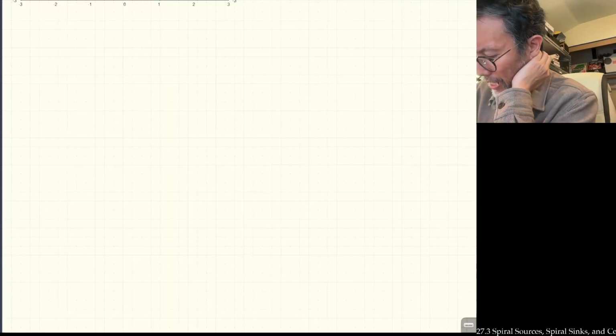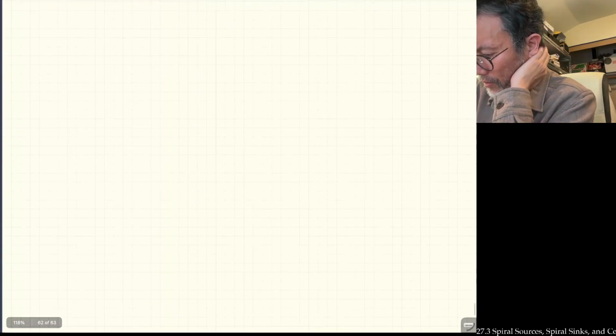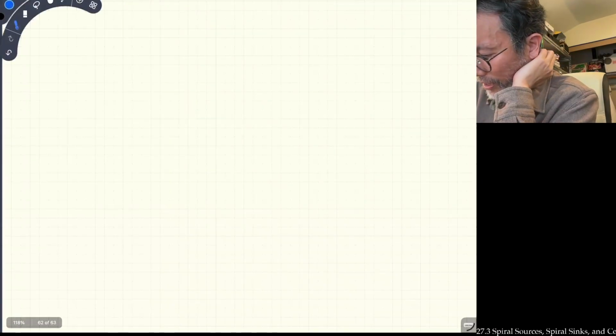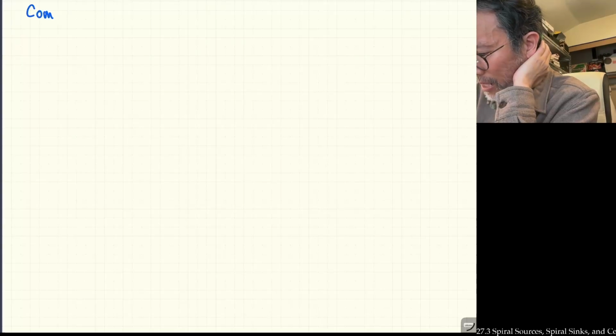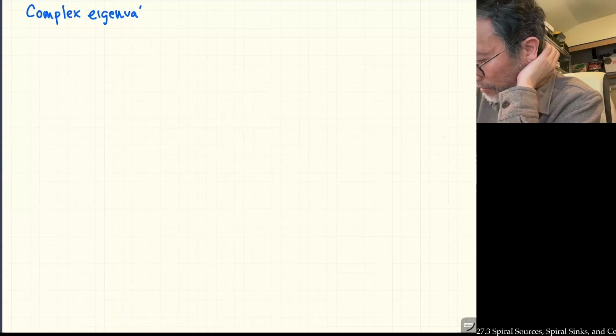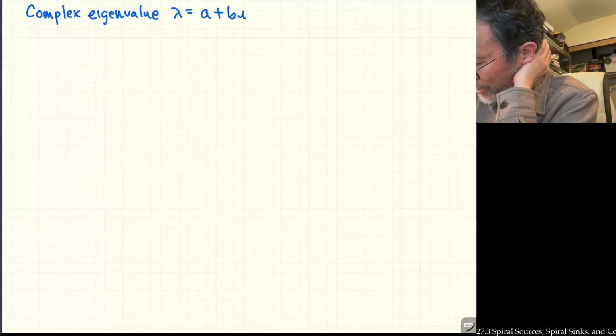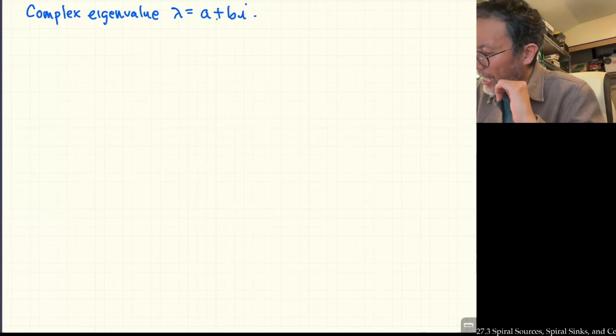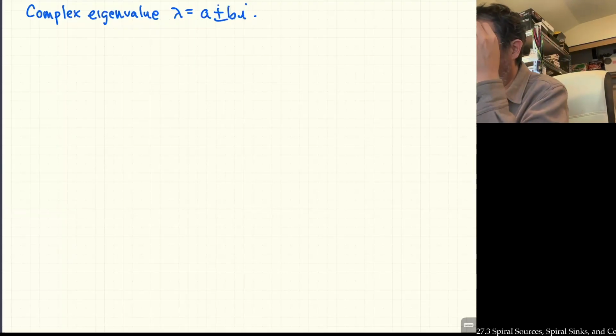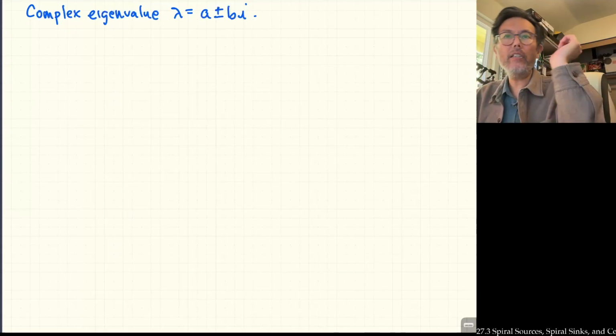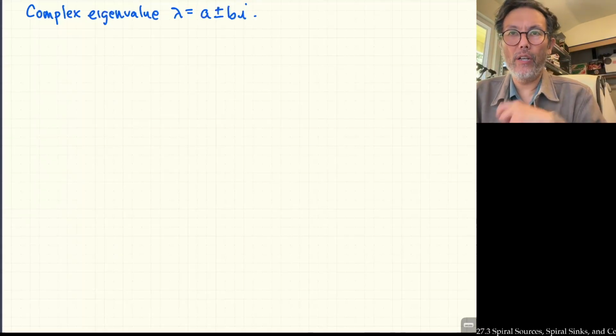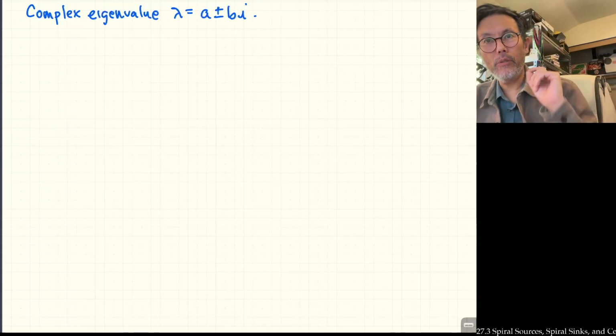So let's say we have a complex eigenvalue. And remember, they come in complex conjugate pairs. So let's say we have something like lambda equals a plus or minus bi, because again, they come in complex conjugate pairs. And remember, I keep telling you, it doesn't matter which of the complex conjugate pair you use.